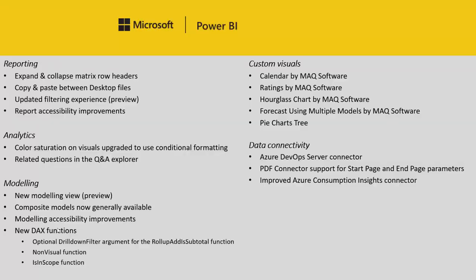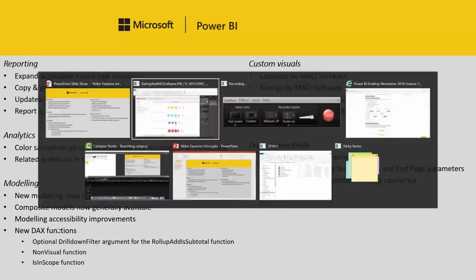The second visual is called Ratings by MAQ Software, and this is all around being able to show some kind of indicator of the current rating of something. So you can think like 3 out of 5 stars for a movie, or this custom visual is 4 out of 5 stars, or whatever situation you have where things have a rating applied to them. You can now visualize it with this custom visual.